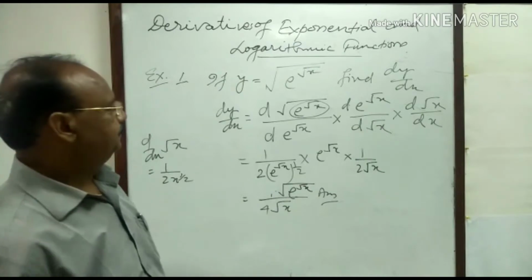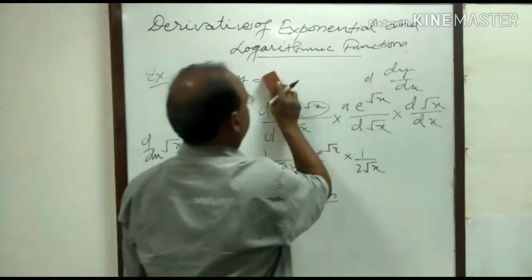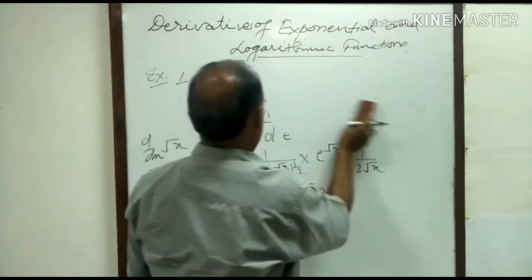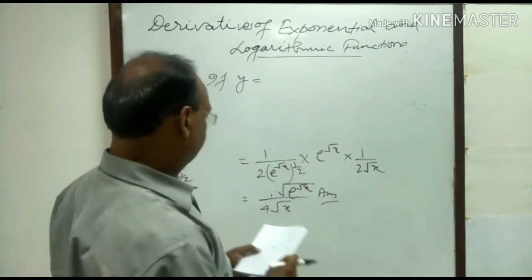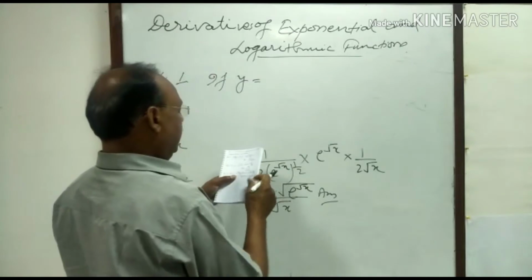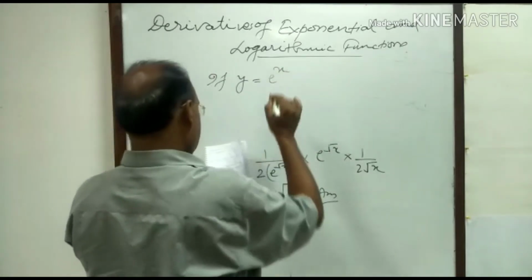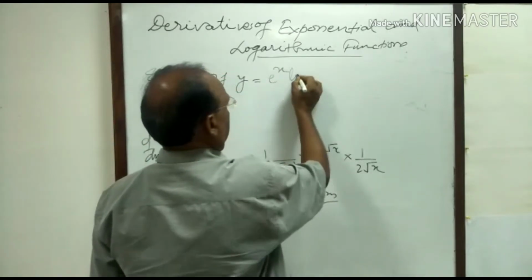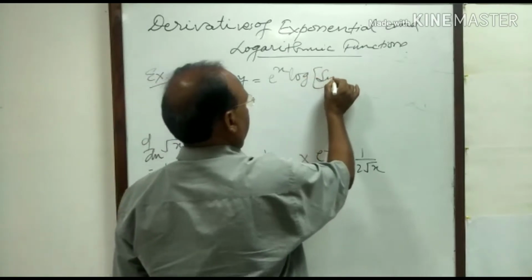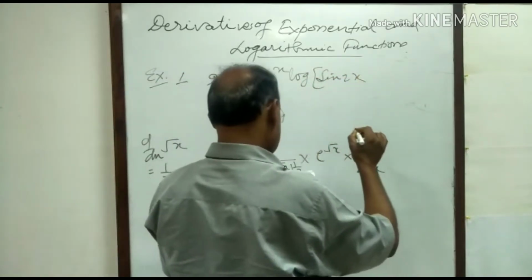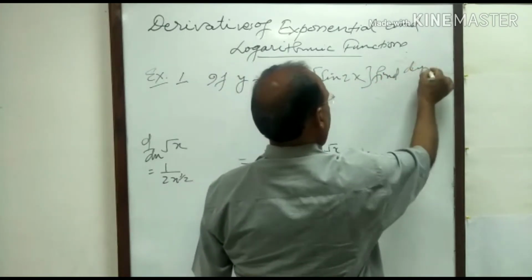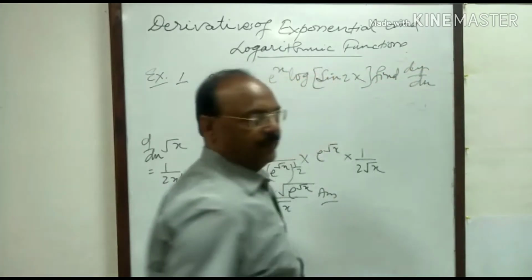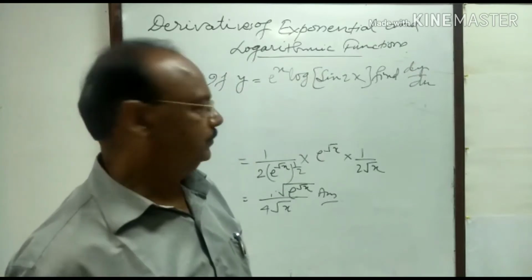Now next question. If y is equal to e to the power x log of sine 2x, then find the derivative of y with respect to x.